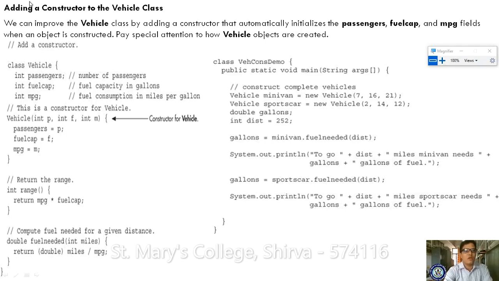Okay, adding a constructor to the Vehicle class. So we are taking the Vehicle class. For that Vehicle class, we are supposed to use a constructor. Now let us see this program carefully. Here this class Vehicle consists of passengers, which we are going to initialize, fuel capacity, where fuelcap means fuel capacity, and mpg, which means miles per gallon, in the sense mileage.